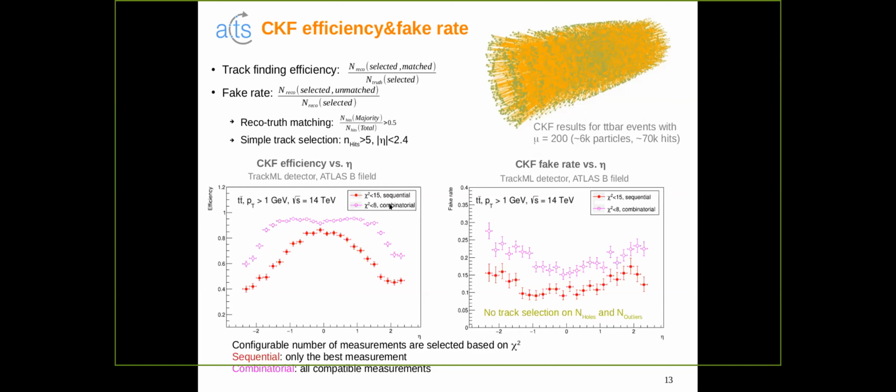So the red dot here is the selection for always the best measurement on the surface, and the pink is to select all the compatible measurements on the surface. So with the pink one, we can have higher efficiency, but of course the fake rate will be high.